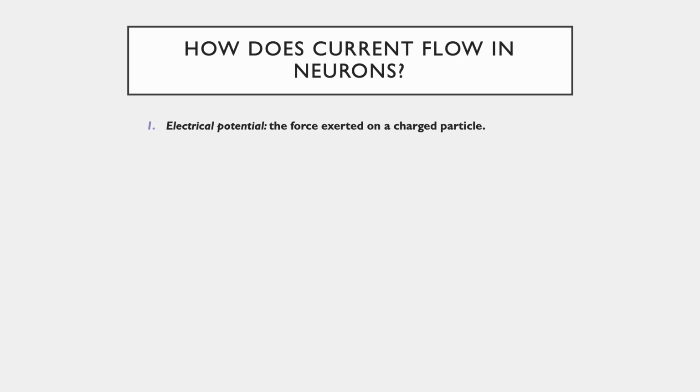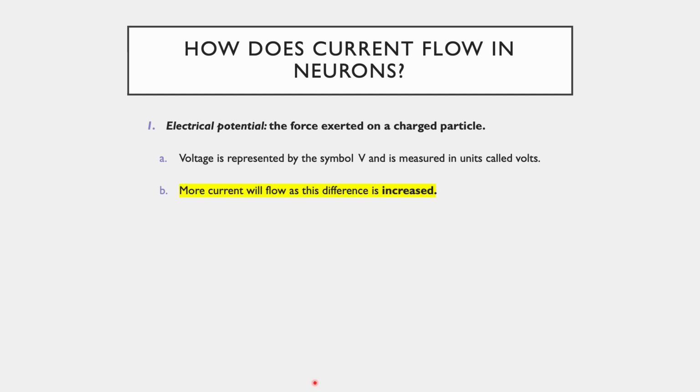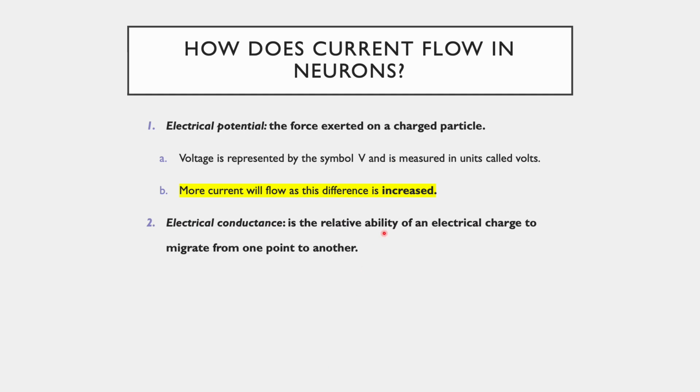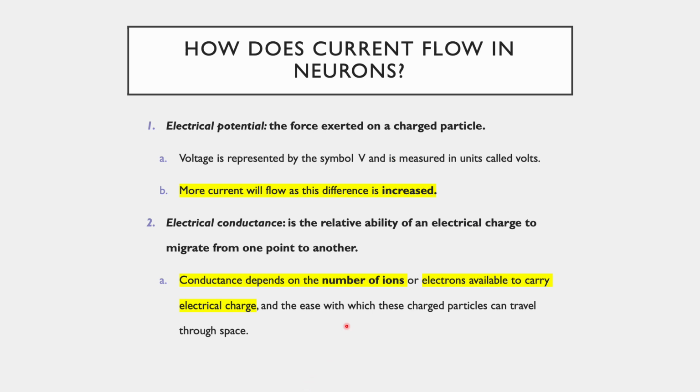So how does current flow in neurons? First, there's electrical potential. This is the force that's exerted on a charged particle. Remember that voltage is represented by the symbol V, and it's measured in units called volts. More current will flow as the voltage is increased, and we're going to talk about that later on. Electrical conductance also helps current flow in neurons, and this is the relative ability of an electrical charge to migrate from one point to the next. And conductance depends on the actual number of ions or electrons that are available to carry the electrical charge.